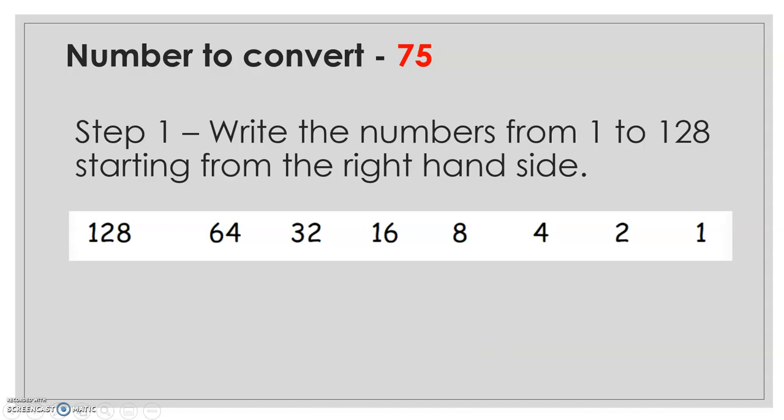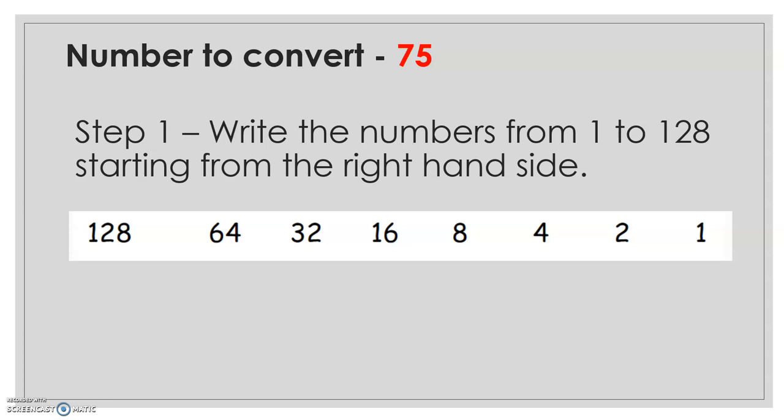As an example, we've got the number 75. What we'll try to do is convert that number into a binary number. So what is the process? It's a simple three-step process which we need to understand. So step number 1, write the numbers from 1 to 128 from the right hand side.